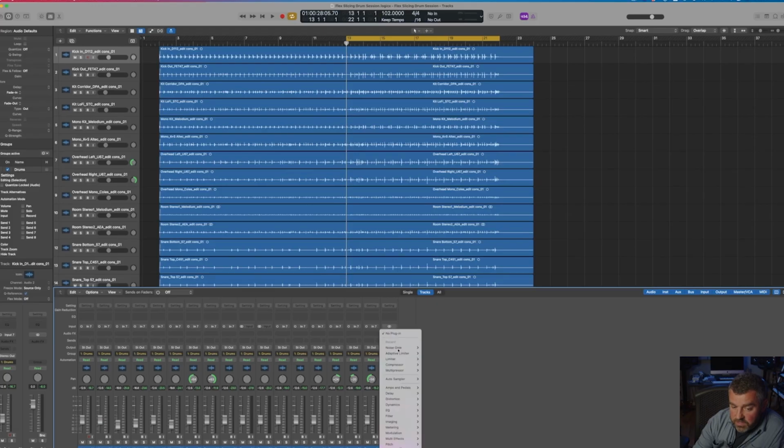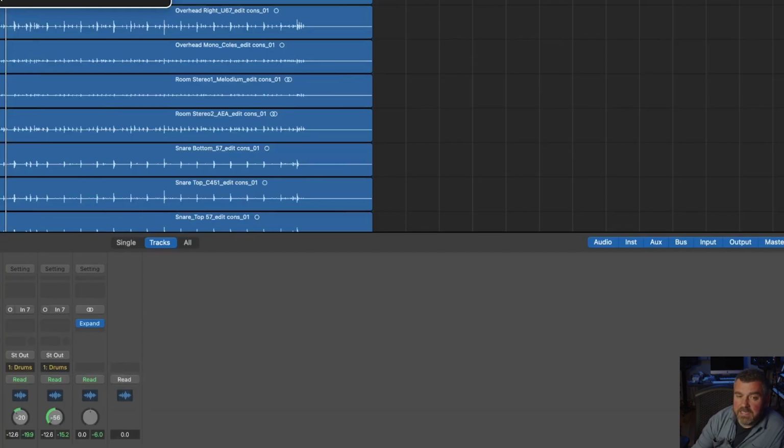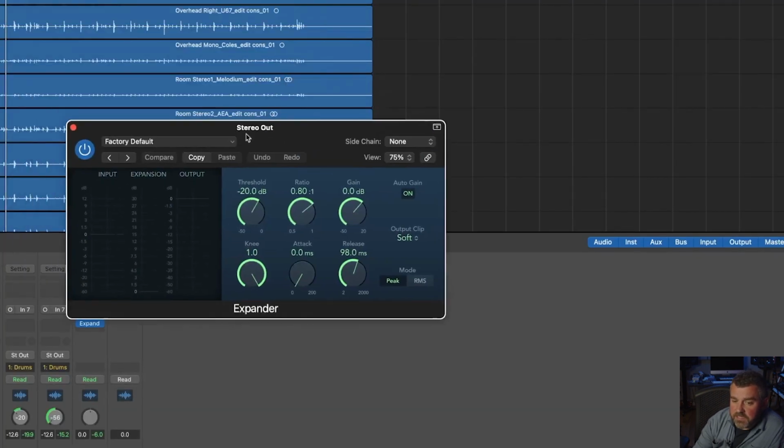So we've seen how compression can dynamically reduce signals. What if we want to do the opposite? Well, that's what expanders are for. And there's an expander within the dynamics folder, and that's the processor we're going to look at next. So the expander is here, and its control set is sort of familiar.